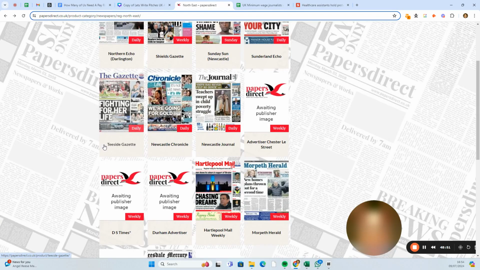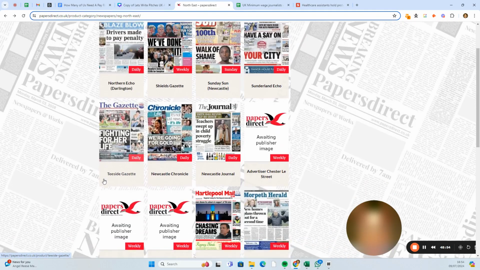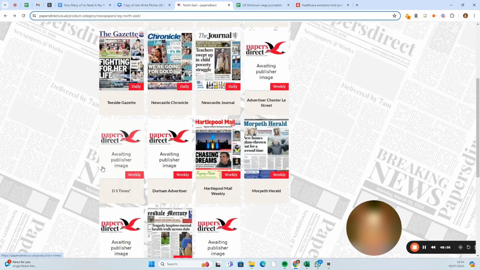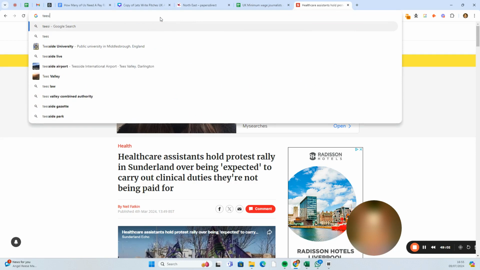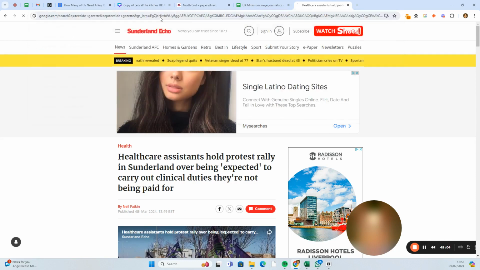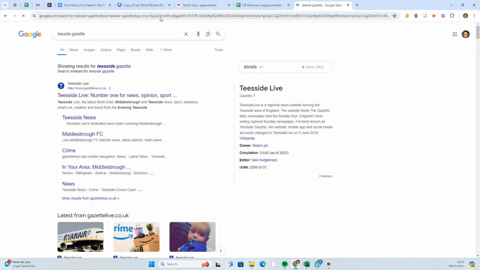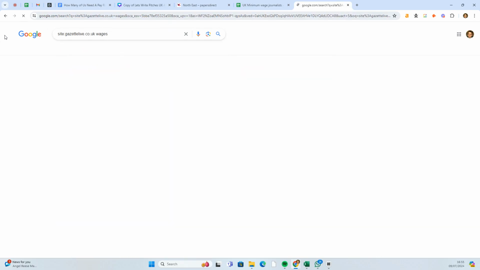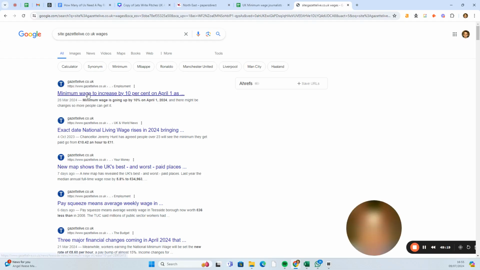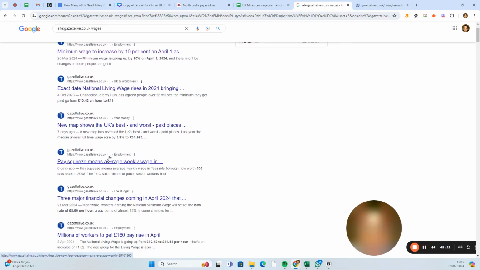So let's go for Teesside Gazette. GazetteLive.co.uk. So site:GazetteLive.co.uk, and then we go wages. We can go wages up north east.